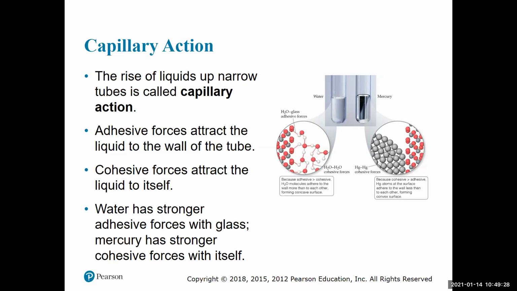Mercury is just the opposite. Its cohesive forces, in other words the intermolecular forces within it, with each other, are stronger than its interaction forces with the sides of the glass wall. Because of that, it's staying together, and the sides dip down. You don't have that change there.